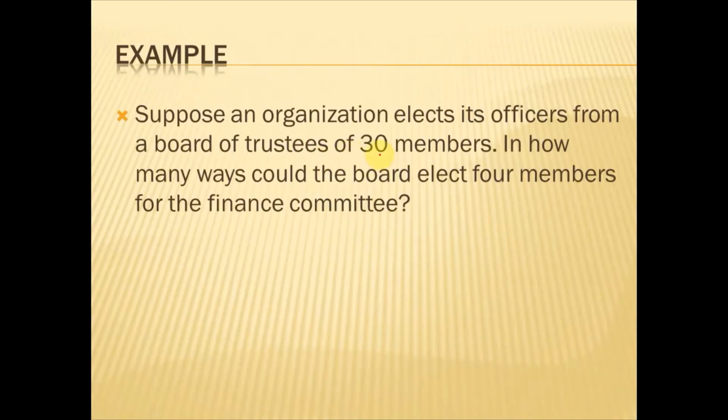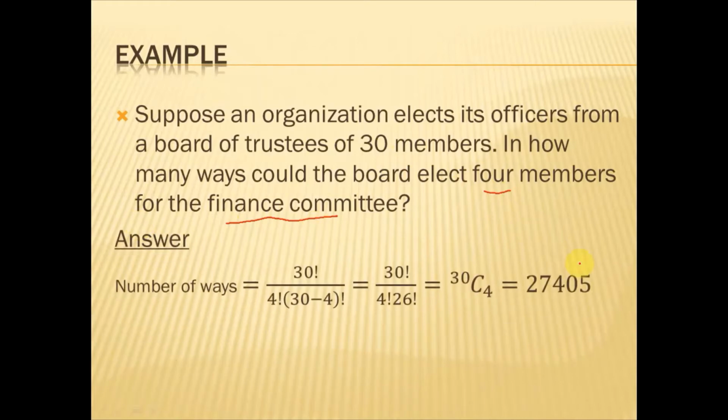Suppose an organisation elects its officers from 30 members. This one they just want to elect 4 members for the finance committee. Means tak kisah pun tak ada siapa vice president ke whatever, they just want 4 members. So in this case, you will choose 30C4. Sebab daripada 30 nak ambil 4. So 27405 ways. Also boleh tekan calculator.